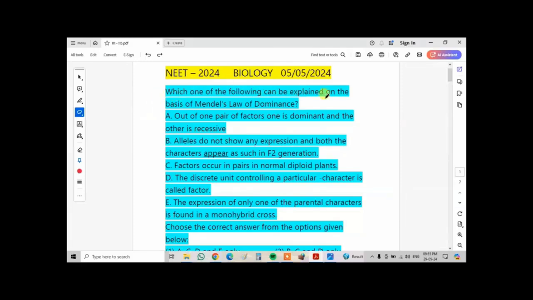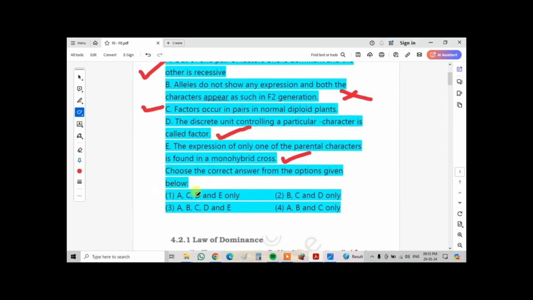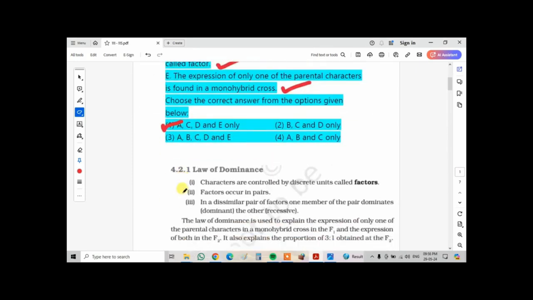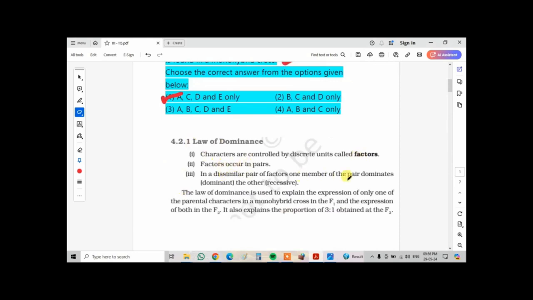Biology NEET 2024. Which of the following can be explained on the basis of Mendel's law of dominance? Out of one pair of factors, one is dominant, other is recessive. Correct. Alleles do not show any expressions. Both characters appear such as in F2 generations. Wrong. Factors occurring in pairs in normal diploid plants. Right. And discrete units controlling a particular character is called factor. Correct. And the expression of only one of the parental characters is found in monohybrid cross. Correct. And the option is option 1, A C D E. One is correct, and you can see the NCERT lines related to the topic of the question, and this is from the chapter known as principles of inheritance and variations.